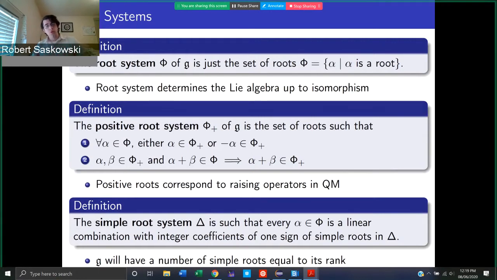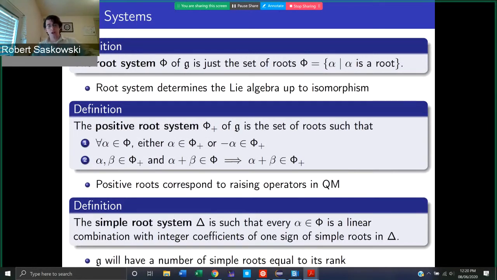Now, from the root system, we can select a positive root system, which we'll call phi plus. This is just the set of roots such that, given any root, either the root is in the positive root system or the negative of the root is in the positive root system. And given any two positive roots, if their sum is a root, then their sum is a positive root.